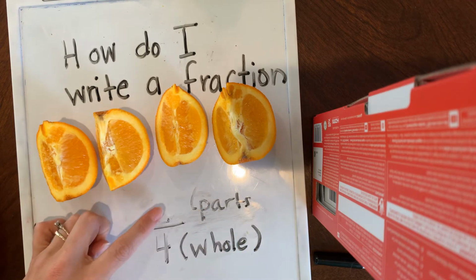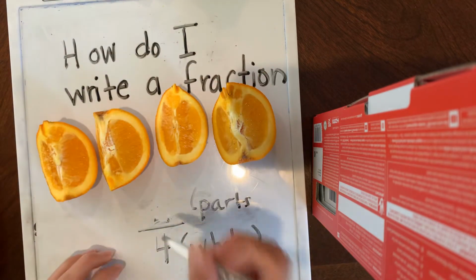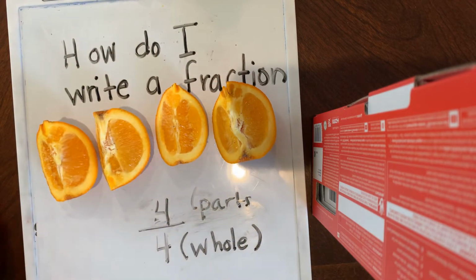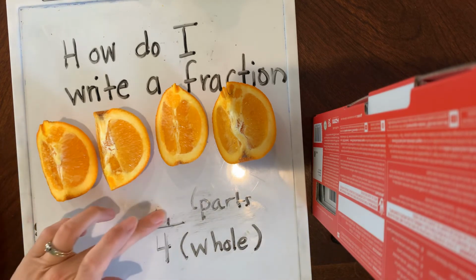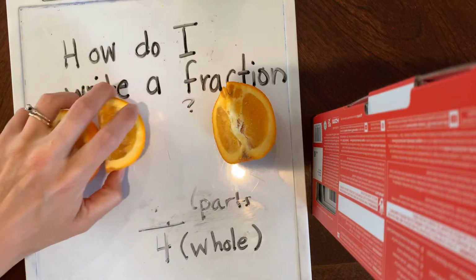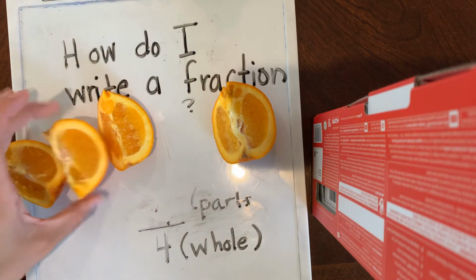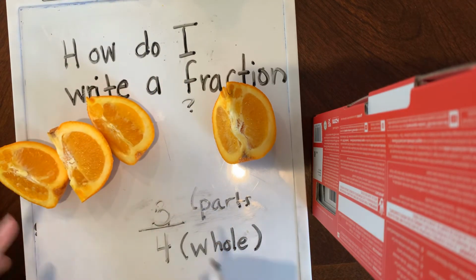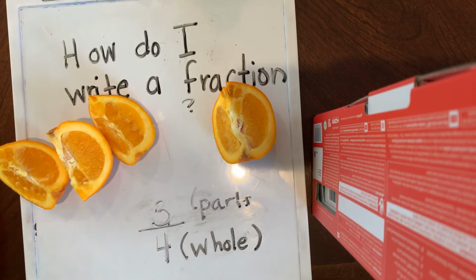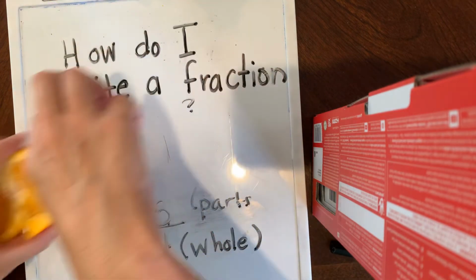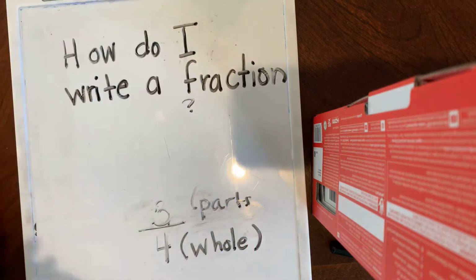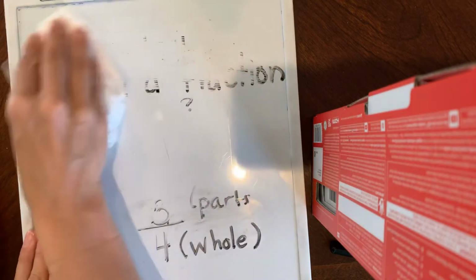And on the top, I could take all 4 of those, and I would take 4 parts out of 4, which would give me the whole orange. Or I could take 3 of these pieces, and I would have 1, 2, 3 parts out of 1, 2, 3, 4. So that's how you write a fraction, and that's what a fraction looks like. I kind of tackled the different parts of a fraction too, but I'm going to talk about that again.